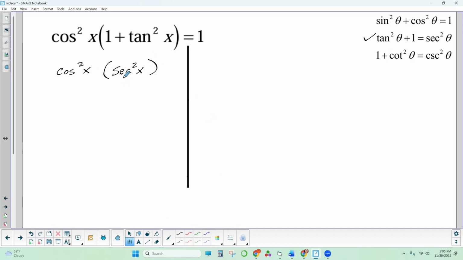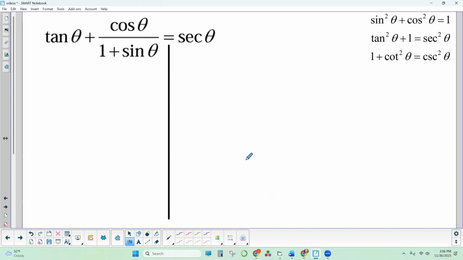I'm going to use the reciprocal of secant squared x, which is 1 over cosine squared x. And what that does is it allows me to cancel out cosine squared, and all I'm left with is 1, and now I've proven the left equals the right. And I'm done. So there's an easy one to get started with. Let's look at the second one.